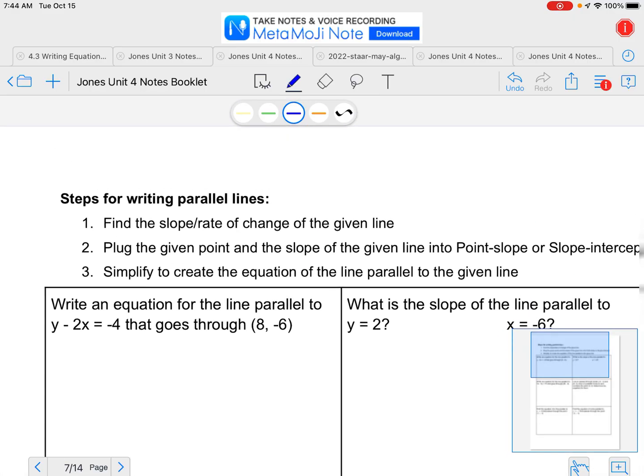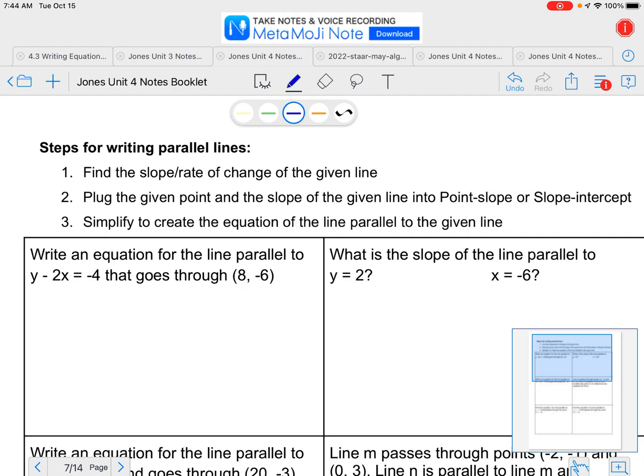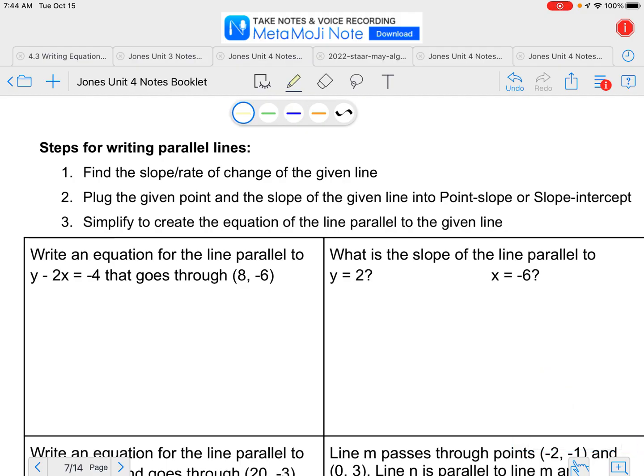Then, if you want to write the equation for a line parallel to the given equation, you have to find the slope. Remember, that's also called the rate of change of the given line. And then plug into point-slope form, slope-intercept, somehow find the equation of the line the same ways that we did yesterday in 4.3. So write an equation of the line parallel to this. Well, first of all, I don't know the slope of this line because it's not in any form where I can find the slope. So let's rewrite it and find the slope.